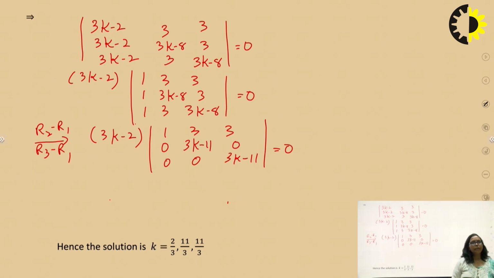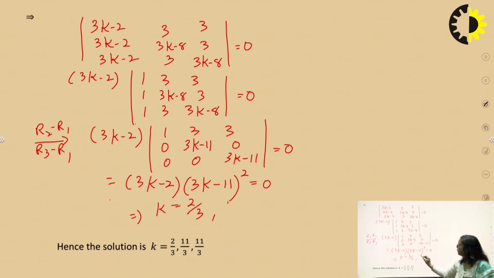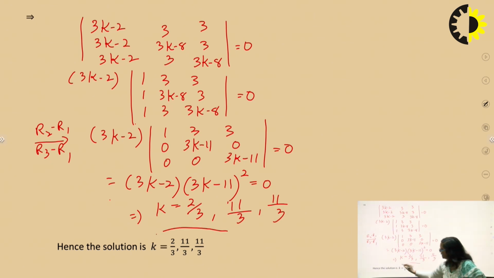And now this is very simple to expand. We expand by the first column. When I expand by the first column, these two elements are 0, and 1 into this gives me 3k minus 2 into 3k minus 11 whole square equal to 0. Solving this, I get k equal to 2 by 3, and from here I get two values of k which are 11 by 3 and 11 by 3. So we are getting k equal to 2 by 3, 11 by 3, 11 by 3.